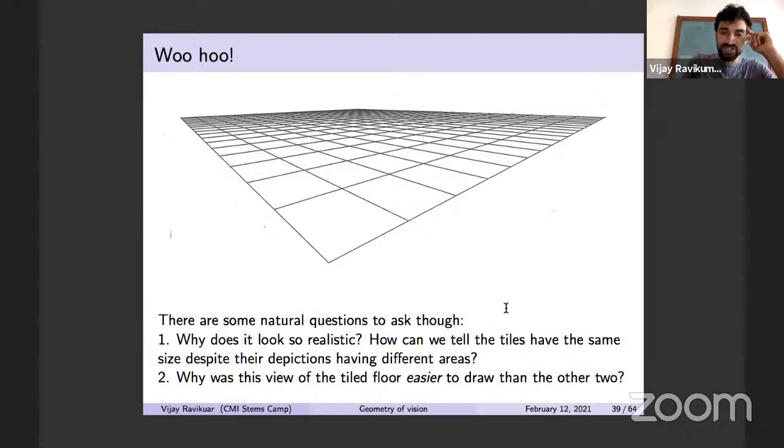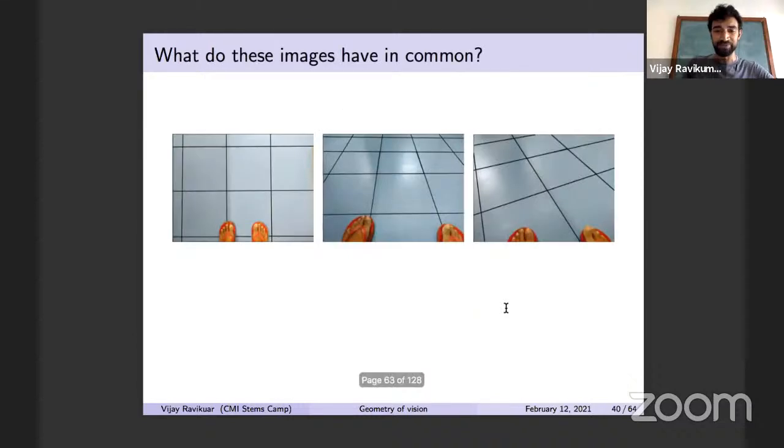But for the first question, why it looks so realistic, we can say a little bit more about that. Why is it that we know that these tiles have the same size, despite their depictions having different areas? To answer that, I want to look at the even more basic question of what changes when we look at the tiled floor from different perspectives. What stays the same and what changes? What's preserved and what actually changes a lot and doesn't end up mattering?